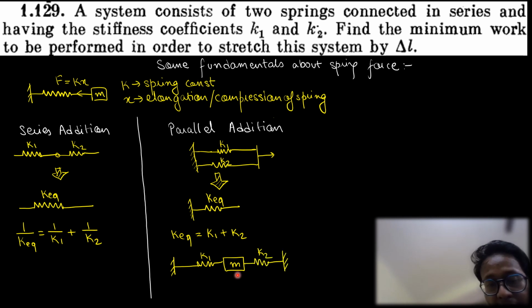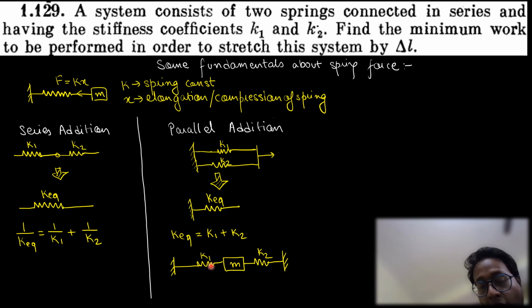Are these springs in series or parallel? Is this body in series or parallel? This is in parallel. Why? Because if I shift this mass towards the right, the elongation of this spring is exactly the same as the compression of this spring, isn't it?